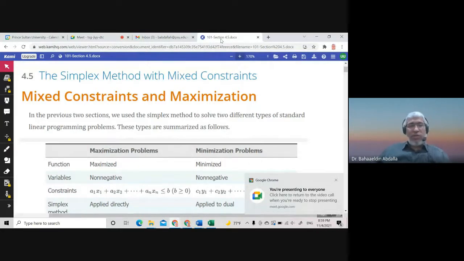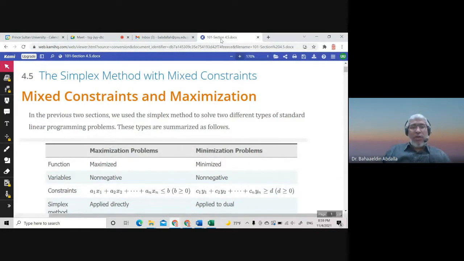This is the last section in chapter 4 and also the last thing about the Simplex method. We will talk here about Simplex method with mixed constraints.